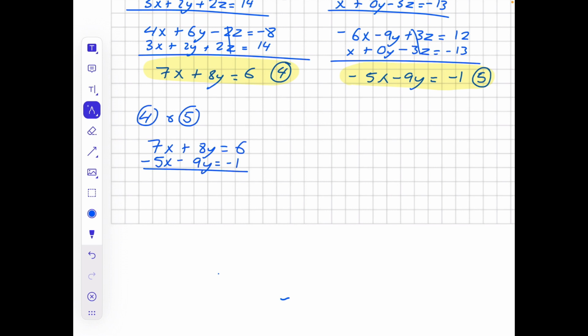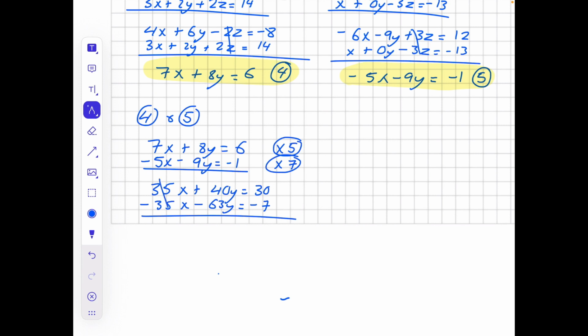I'm going to cancel the x's. We have a 7 and a 5. I can make those both 35. So if I multiply the top line by 5, and the bottom line by just 7, because the signs are already different. Top line by 5, that's going to give me 35x plus 40y is equal to 30. And the bottom line by 7 will be minus 35x minus 63y is equal to minus 7.